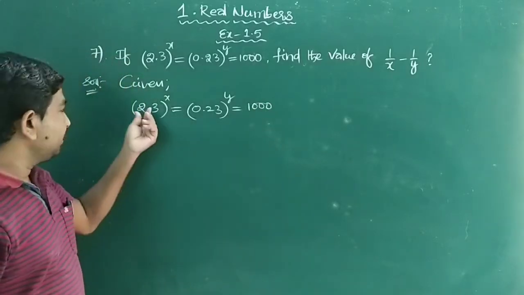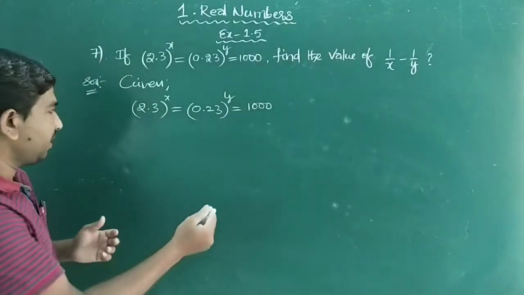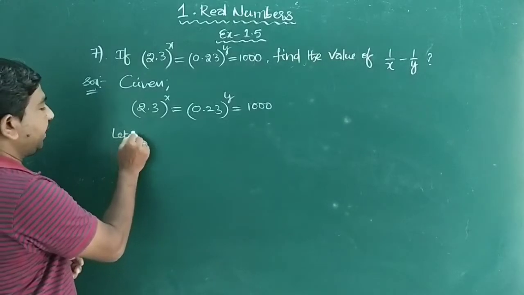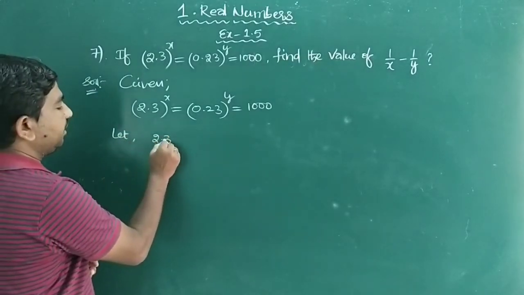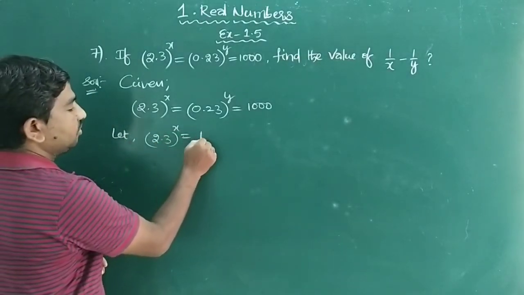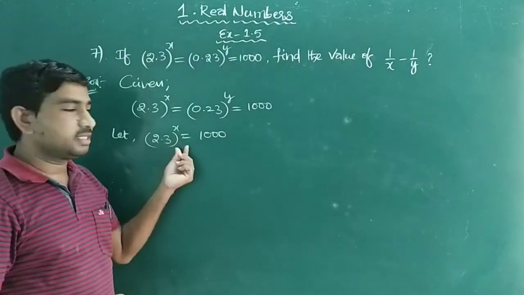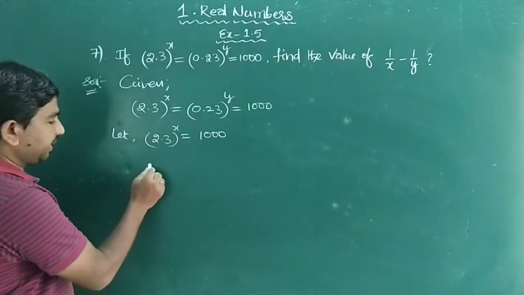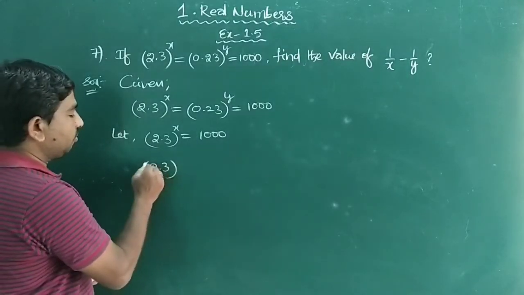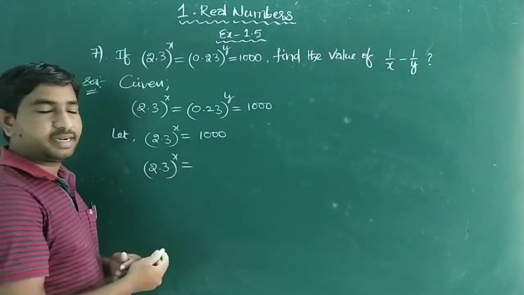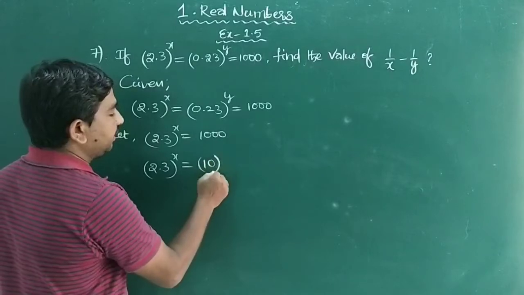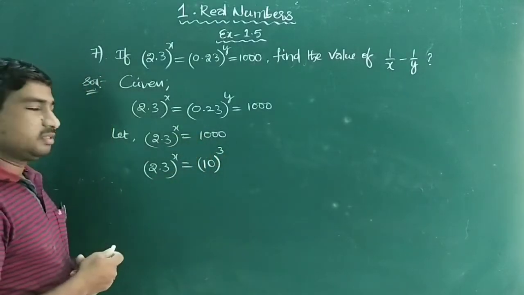So now, these two are equal to 1000 only. Now I am considering, let 2.3 whole power x is equal to 1000. This can be written as 10 to the power of 3.